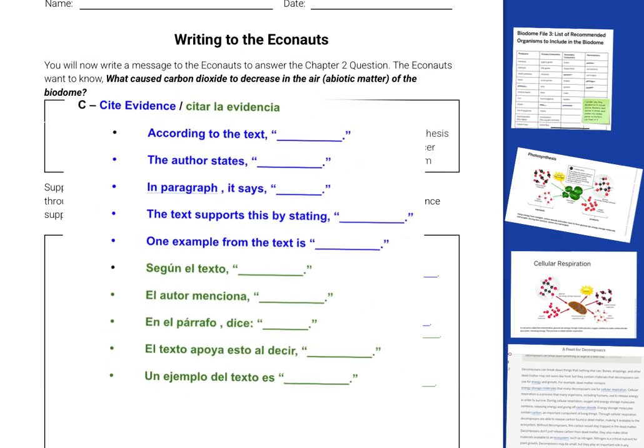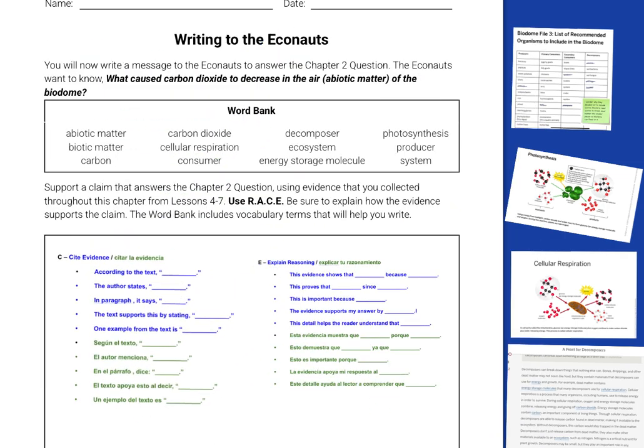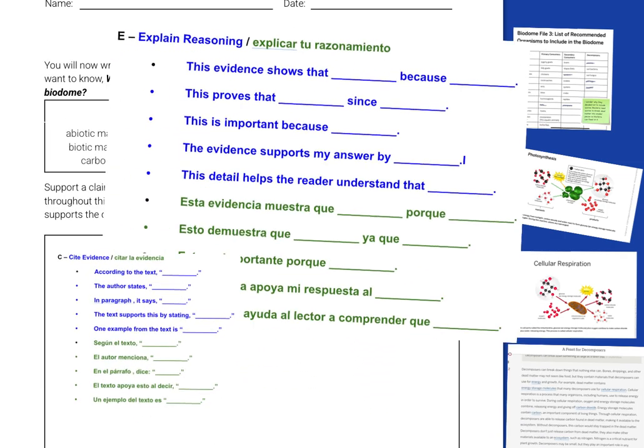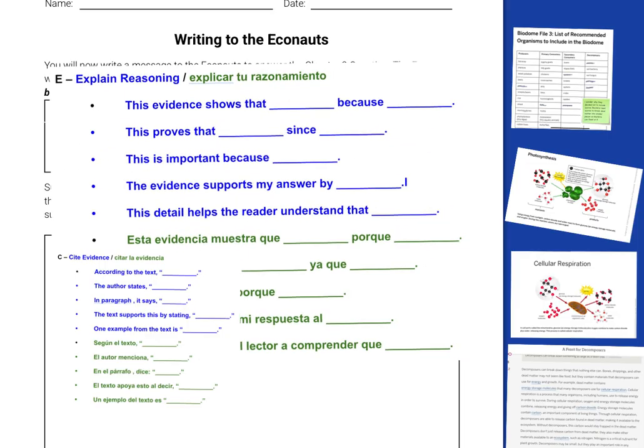Also, for explaining your reasoning, here's some more. This evidence shows that blank because blank, or this proves that this, since this, or this is important because. We've used this often. The evidence supports my answer or my claim by, and you'll finish it. So you can use any of these too.